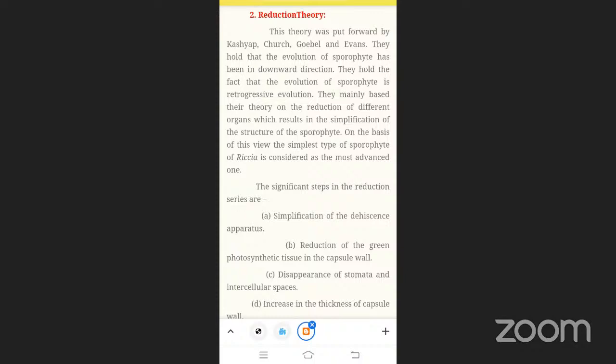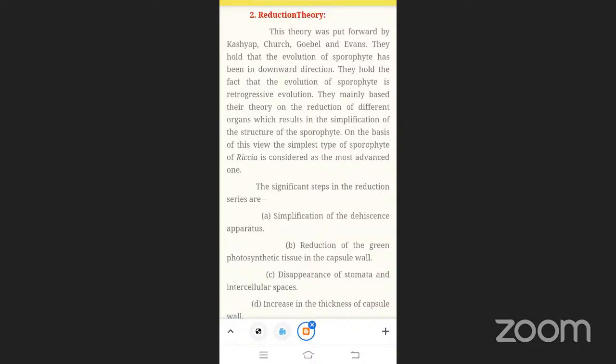Then the third topic is the two theories of the evolution of sporophyte in bryophytes. The two theories are very important. They are asking the essay question: evolution of sporophyte in bryophytes. Any doubt? Nothing. You should write the two theories, the sterilization theory and the reduction theory, with diagrams.